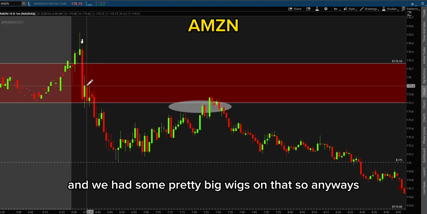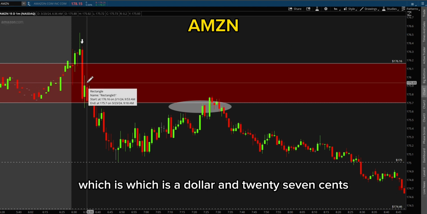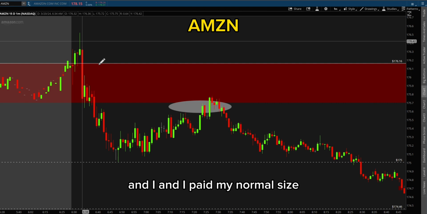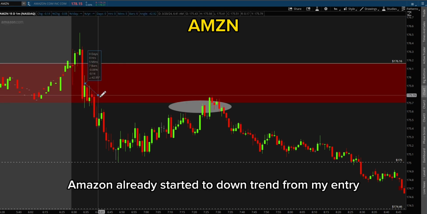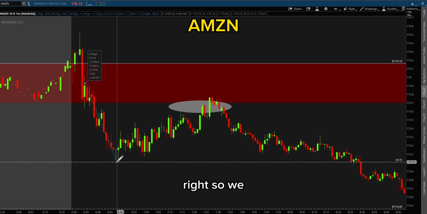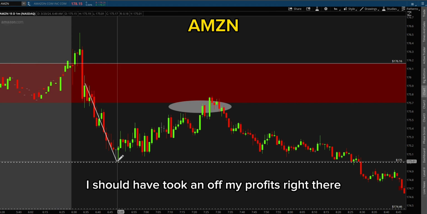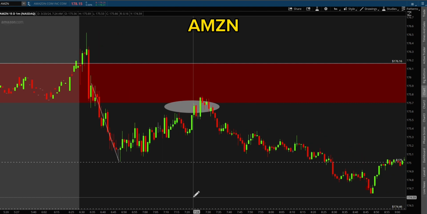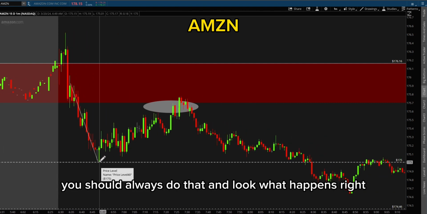Anyways, I got into puts right here, right around $1.27, and I paid my normal size. And look at this, guys. As you can tell, Amazon already started a downtrend from my entry. So we hit 175, and actually, I should have taken off my profits right there, which is pretty safe to do, but I didn't. The good thing is you should always do that.